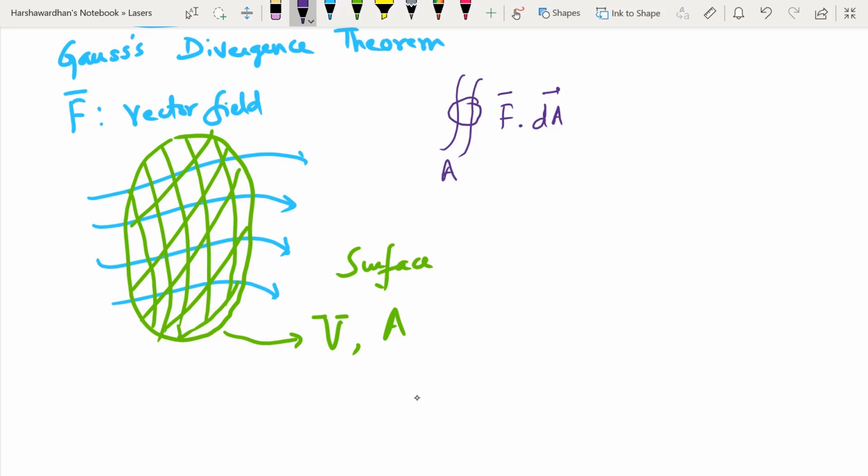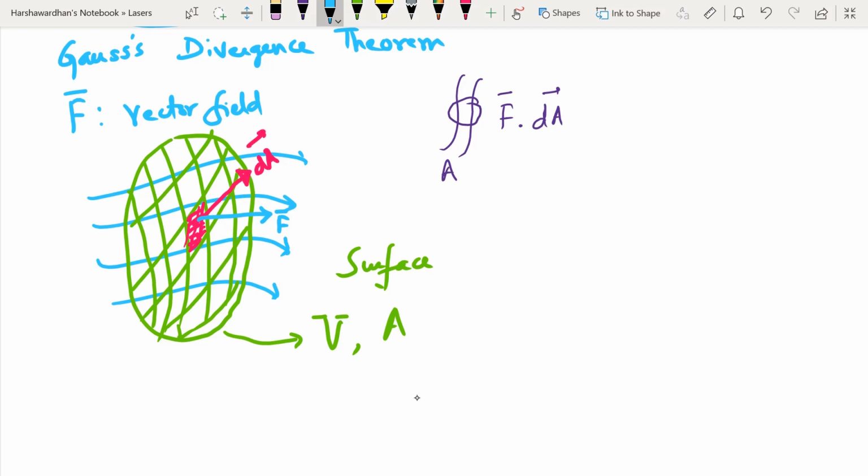What is this quantity? If you look at it closely, let me focus on a particular area element. Let us say that this is the normal at that surface of that area element whose normal I have drawn, and you can clearly see that my field at that point might have a direction which is different from that. So all that I need to do is F dot dA.